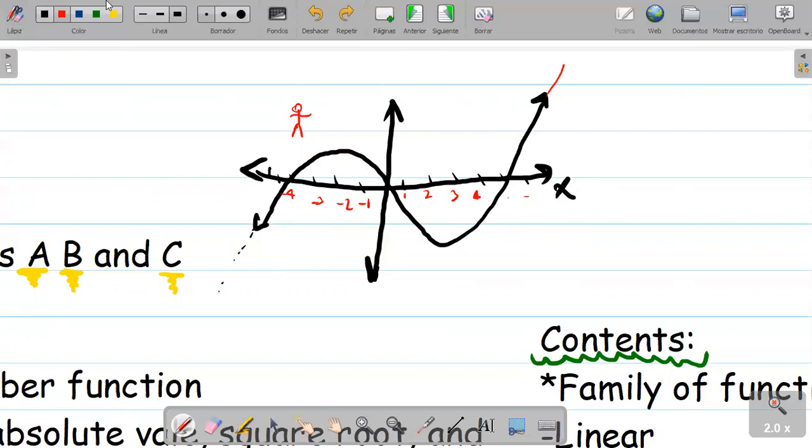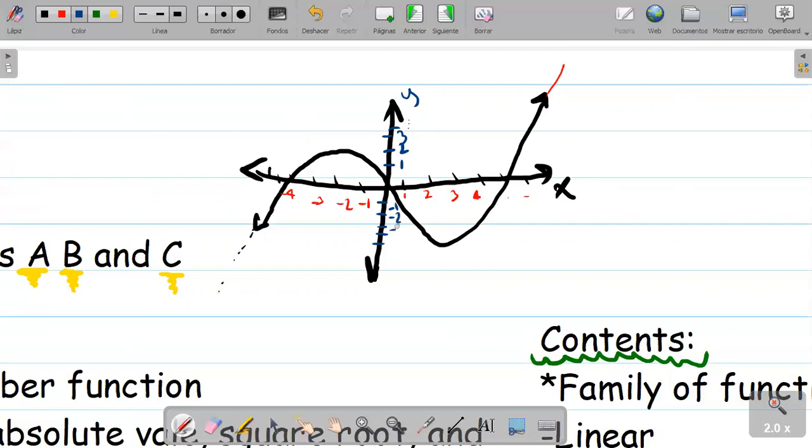Okay, let's talk about the range. Range is something similar to the domain, just that instead of concentrating on the x values, now you're going to do it with the values of y. So what y values are included here? 1, 2, 3, and this goes and goes and goes.